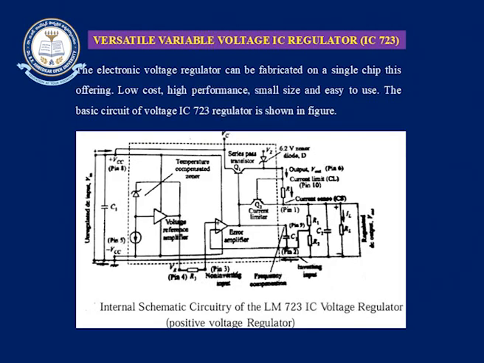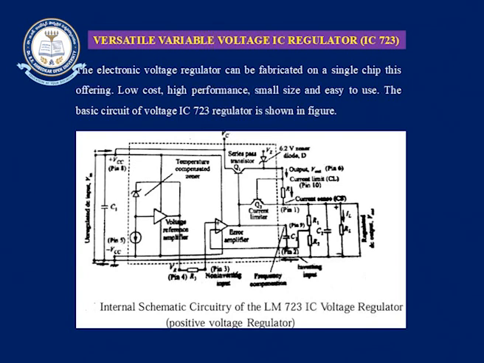Next is the versatile variable voltage IC regulator, where IC means integrated chip. This is the IC 723. Here you can observe the diagram, which shows the internal schematic circuitry of the LM723 IC voltage regulator, which may act as a positive voltage regulator. Here also you can observe that at the input section we are giving an unregulated input voltage and we are taking a regulated output voltage.